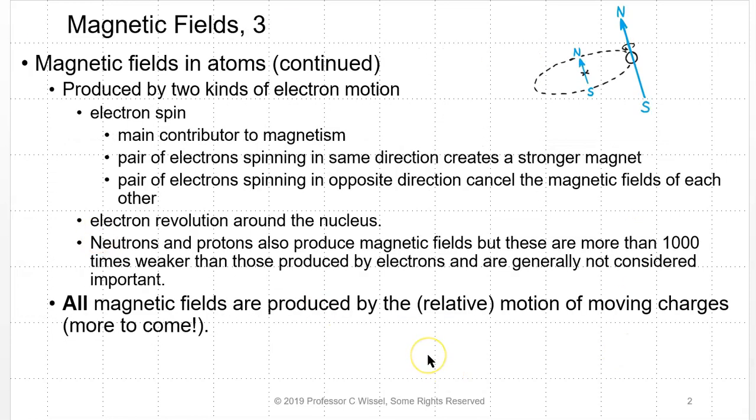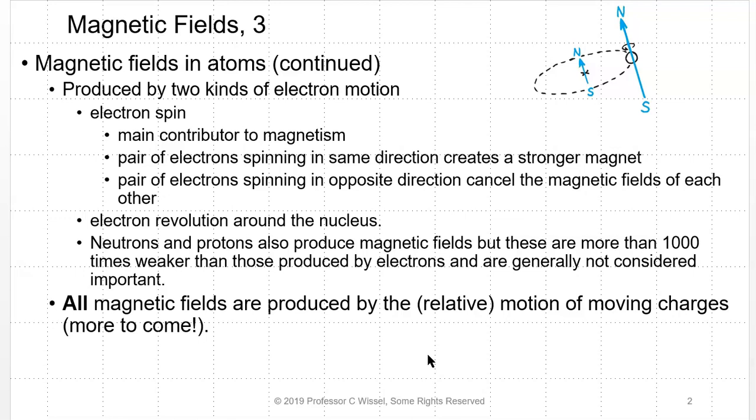Okay, now magnetic fields in atoms are produced by two types of electron motion, but the operative word here is motion. One is electron spin. That's the main contributor to magnetism. A pair of electrons spinning in the same direction will add together and create a stronger magnet. A pair of electrons spinning in the opposite direction will cancel the magnetic fields of each other.